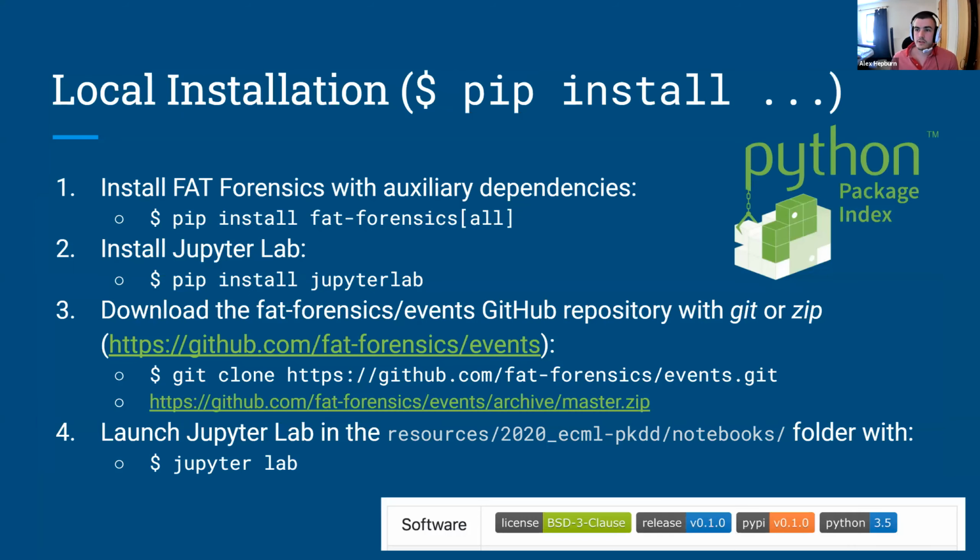For a local install, you can pip install Fat Forensics, then whatever options you want after. For the hands-on, I'd probably recommend just using the command there, so installing everything. It just means you'll have no issues, like you won't have to install scikit-learn after or anything like that. And then you can install Jupyter Lab or Jupyter Notebook if you use that. You can download the GitHub repo with all the notebooks and launch Jupyter Lab or Jupyter Notebook inside that repo, and you can run everything locally if you wish. So if you have some data you don't want to put on Colab or access with Binder, you can just do a local install and do everything locally for the hands-on session.